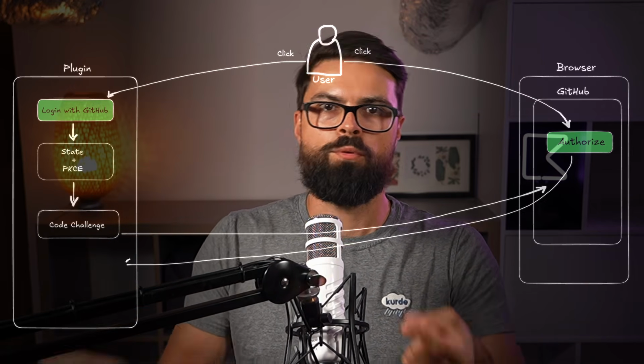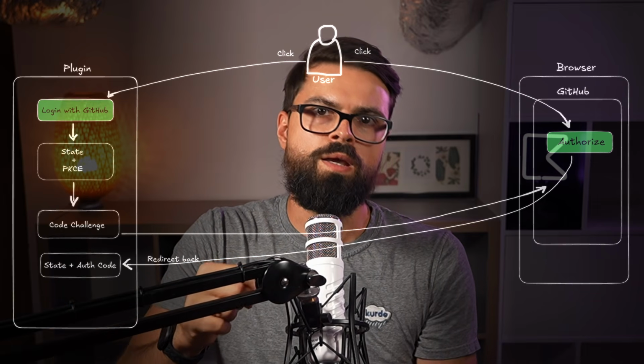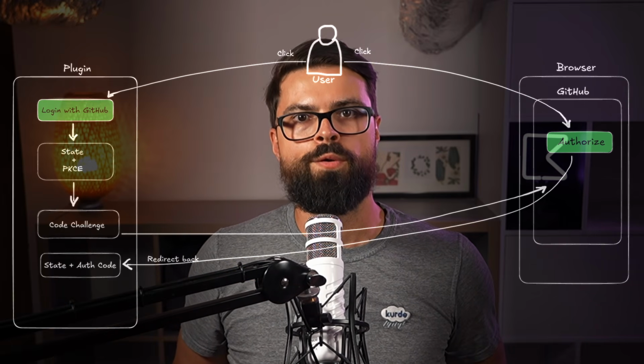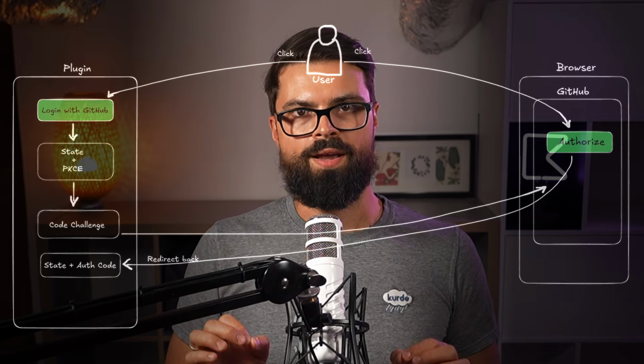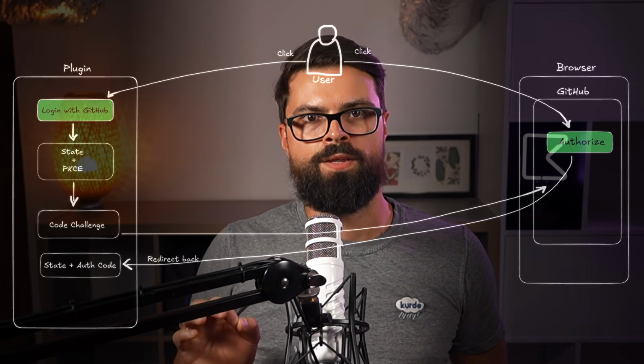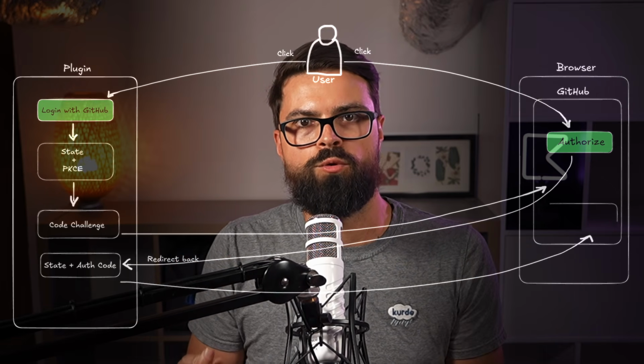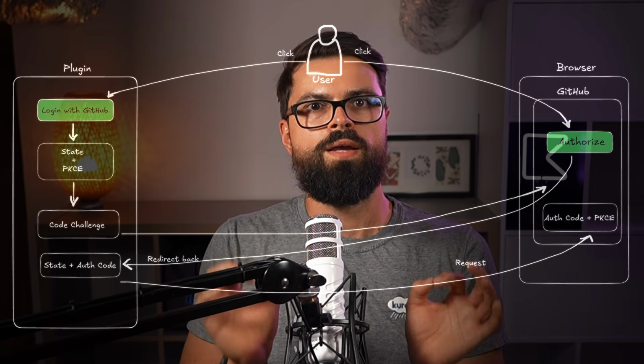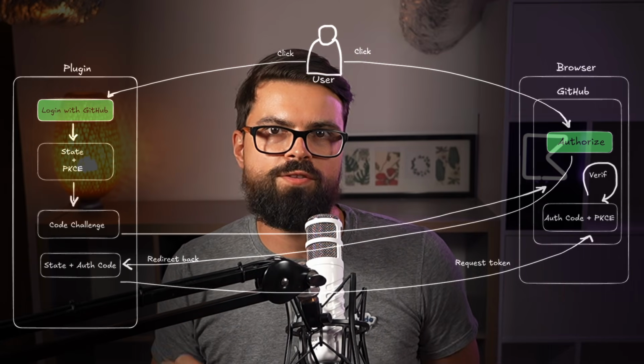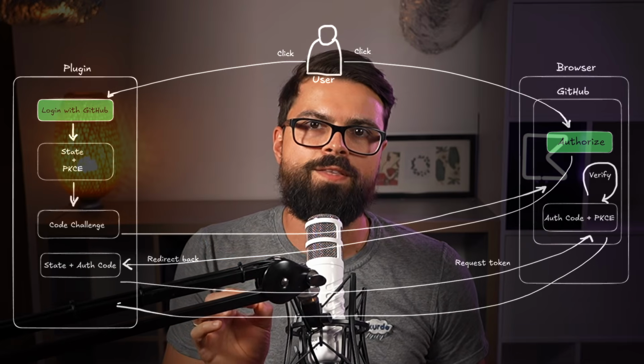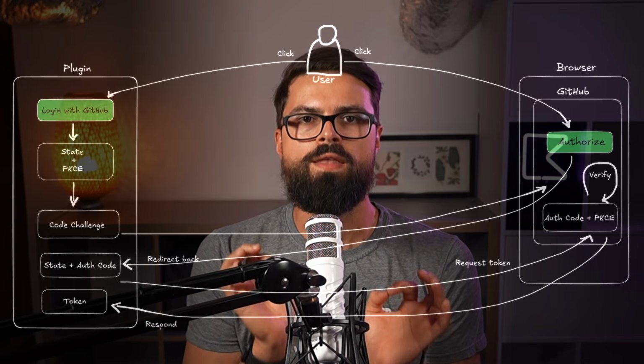After that, GitHub redirects back to the IDE with the same state and a temporary authorization code. The plugin uses state to find the pending request, and sends the code to GitHub together with the original verifier. GitHub checks whether the verifier matches the challenge from the first step. If it does, GitHub returns an access token.